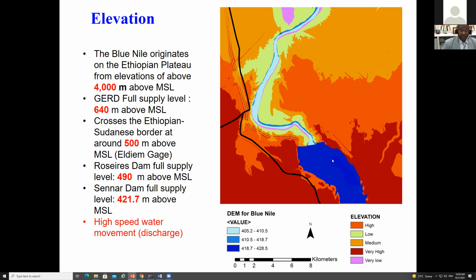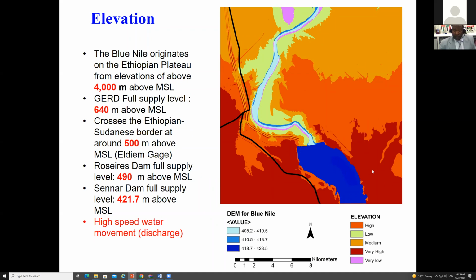But when we talk about elevation, I would just like to highlight that the water in the Blue Nile comes from an elevation of around 4,000 meters. This is very high, from the Ethiopian plateau. As it comes closer to Sudan, it drops to 500 meters, then to 490, down to 400. The message is that from 4,000 to 400, the speed of the water is very fast. So if there is any flood coming here along the Blue Nile, it means it moves with very high speed.